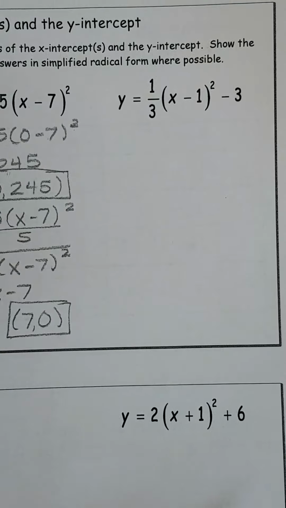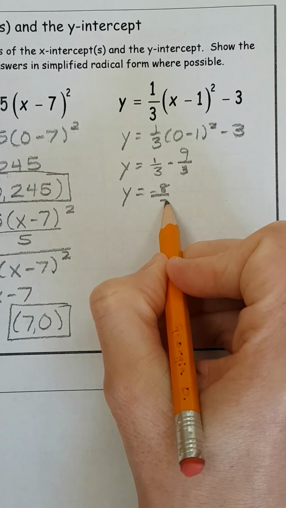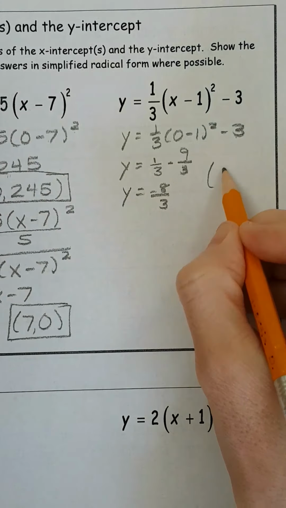So what do we have here? -1 times -1 is 1. So 1/3 minus 3. When we subtract fractions, we need a common denominator. So what divided by 3 gives us 3? Well, that'll be 9. 1 minus 9 is -8. So 0, -8. There we go.